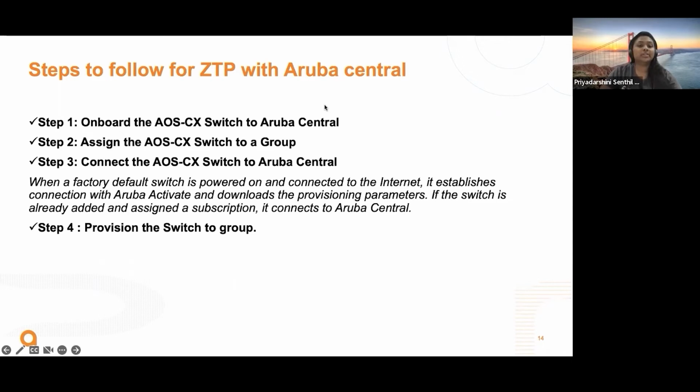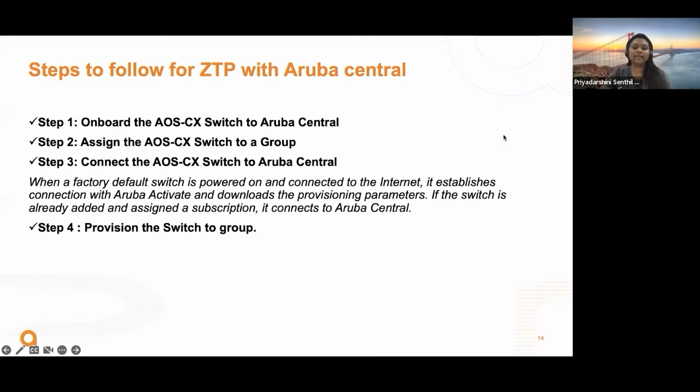Now let's look into the steps that we have to follow. The first step is onboarding the AOS-CX switch to Aruba Central. Step 2 would be assigning the AOS-CX switch to a group. And the third step would be connecting the AOS-CX switch to Aruba Central. You can check if the switch is up and running using the show command, that is, show aruba-central. You will see if the switch is connected and up and running using the command show aruba-central.